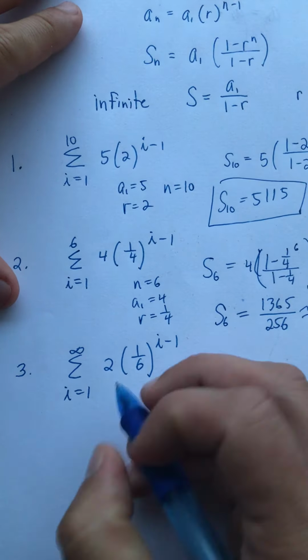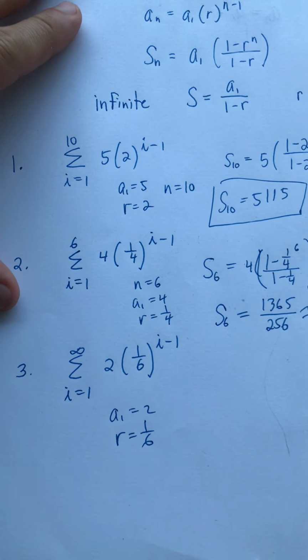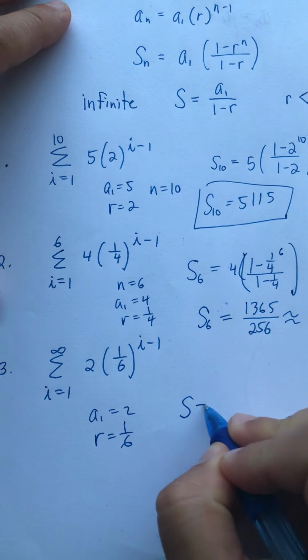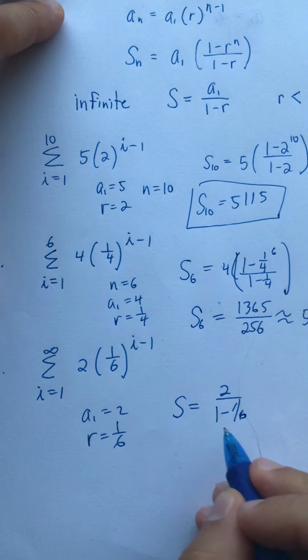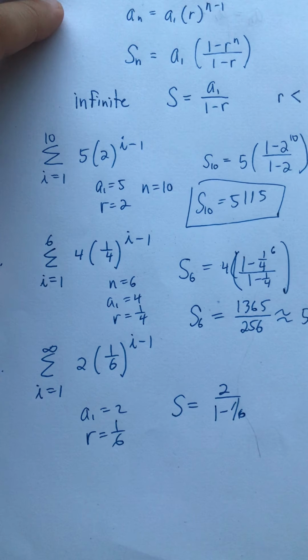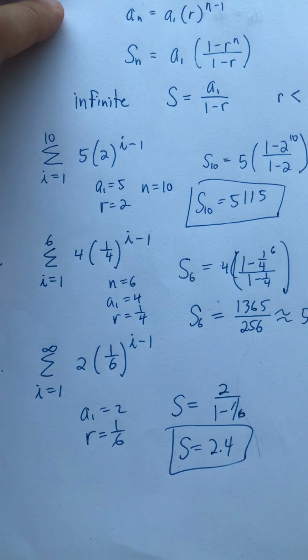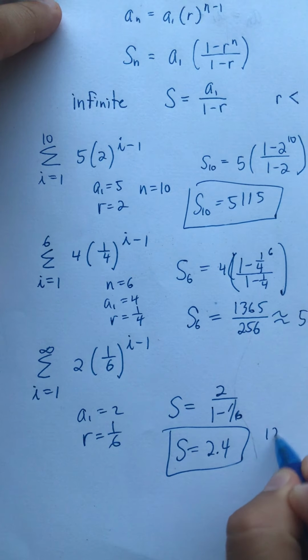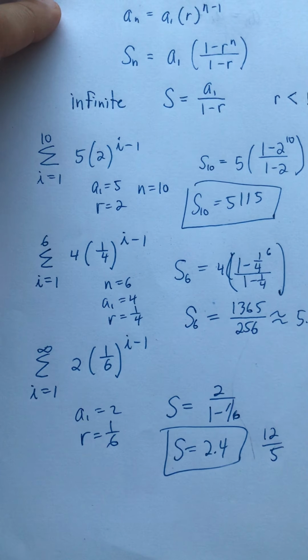So let's see here. I know that a1 is 2 and r is 1/6. This r is less than 1, so I can find the sum. The sum of this series is going to be the first term, 2, divided by 1 minus 1/6. 1 minus 1/6 is 5/6. So 2 divided by 5/6 is 2.4. That decimal stops, so I can leave that as my answer, 2.4. 2.4 as a fraction is 12 over 5. You can put the fraction, or this decimal is fine because it's a terminating decimal, 2.4.